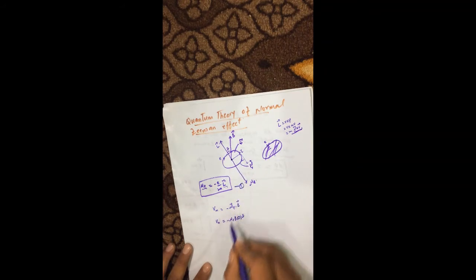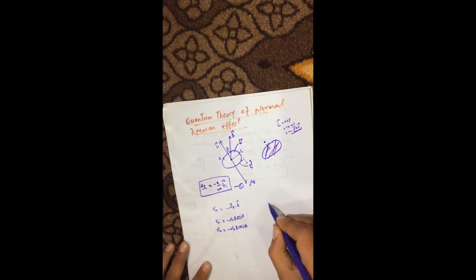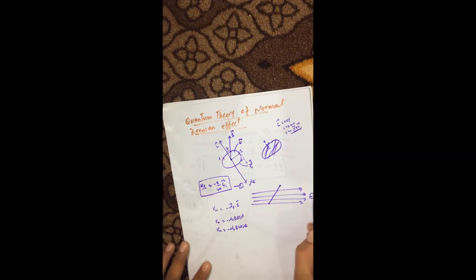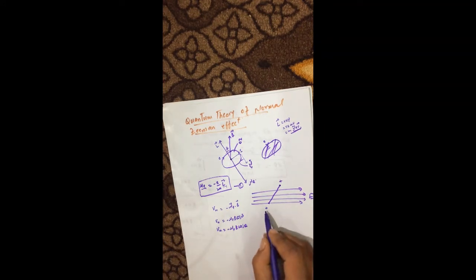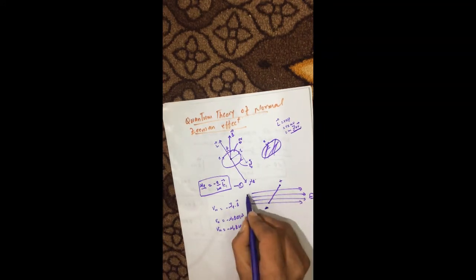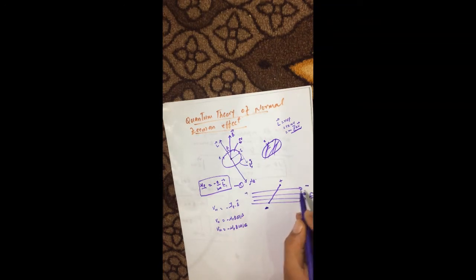This is equation number one, and this is equation number two. I can write it more clearly: Vm is equal to minus mu L B cos theta. This is obvious. For example, we have an electric dipole, two equal and opposite charges, placed in an external electric field. The electric field originates from positive to negative, so the dipole rotates in such a way that it aligns itself in the direction of this electric field.